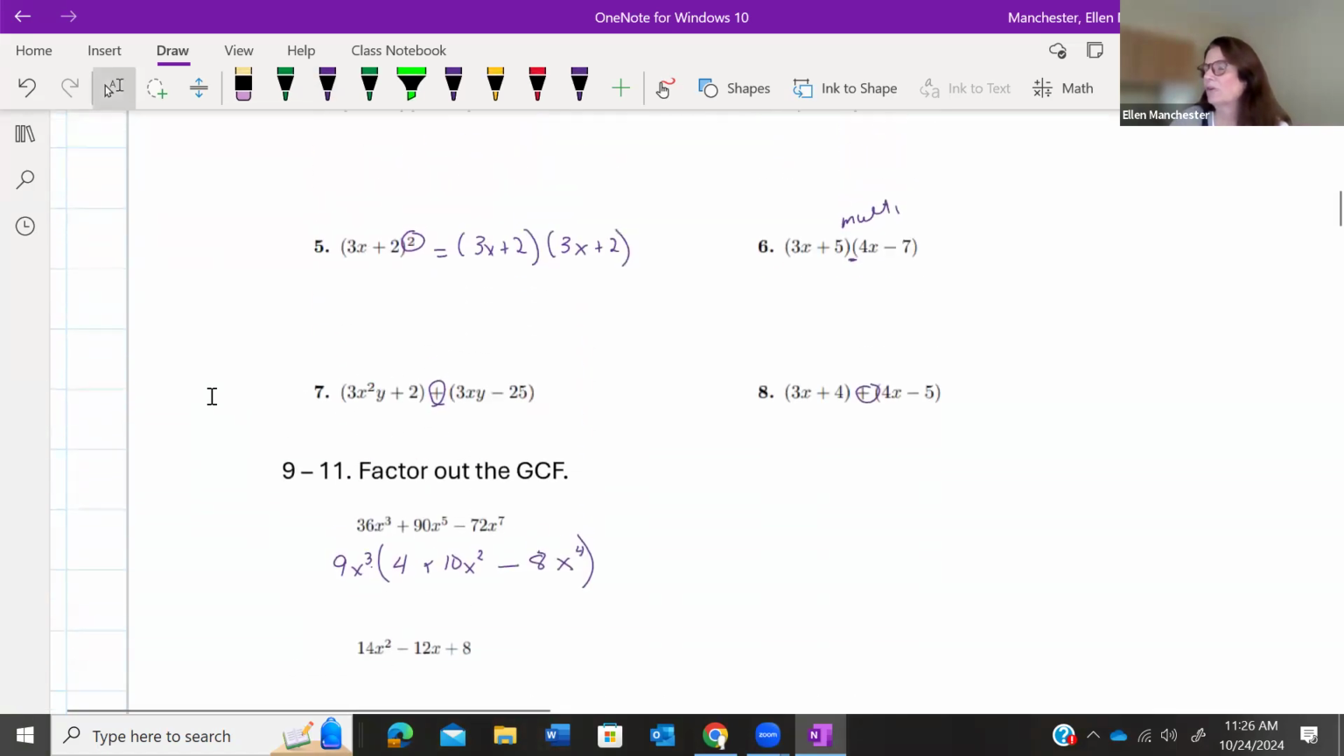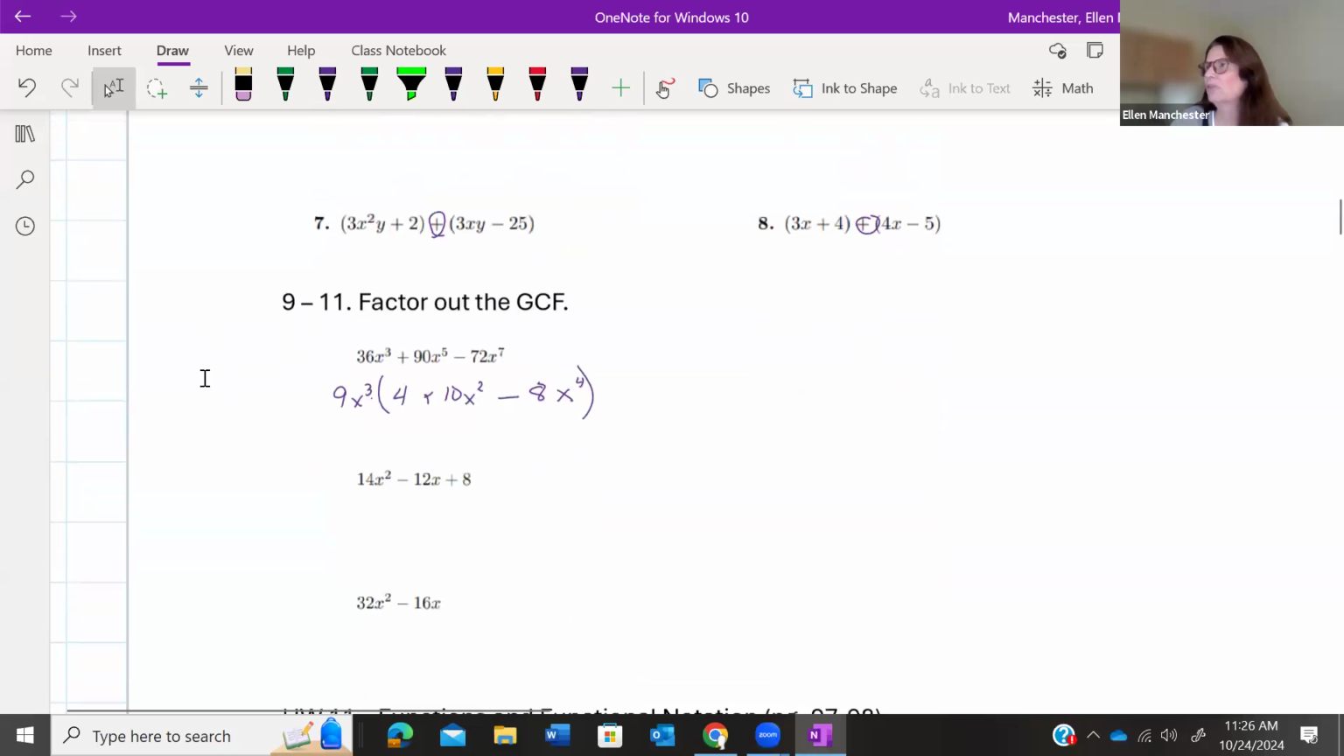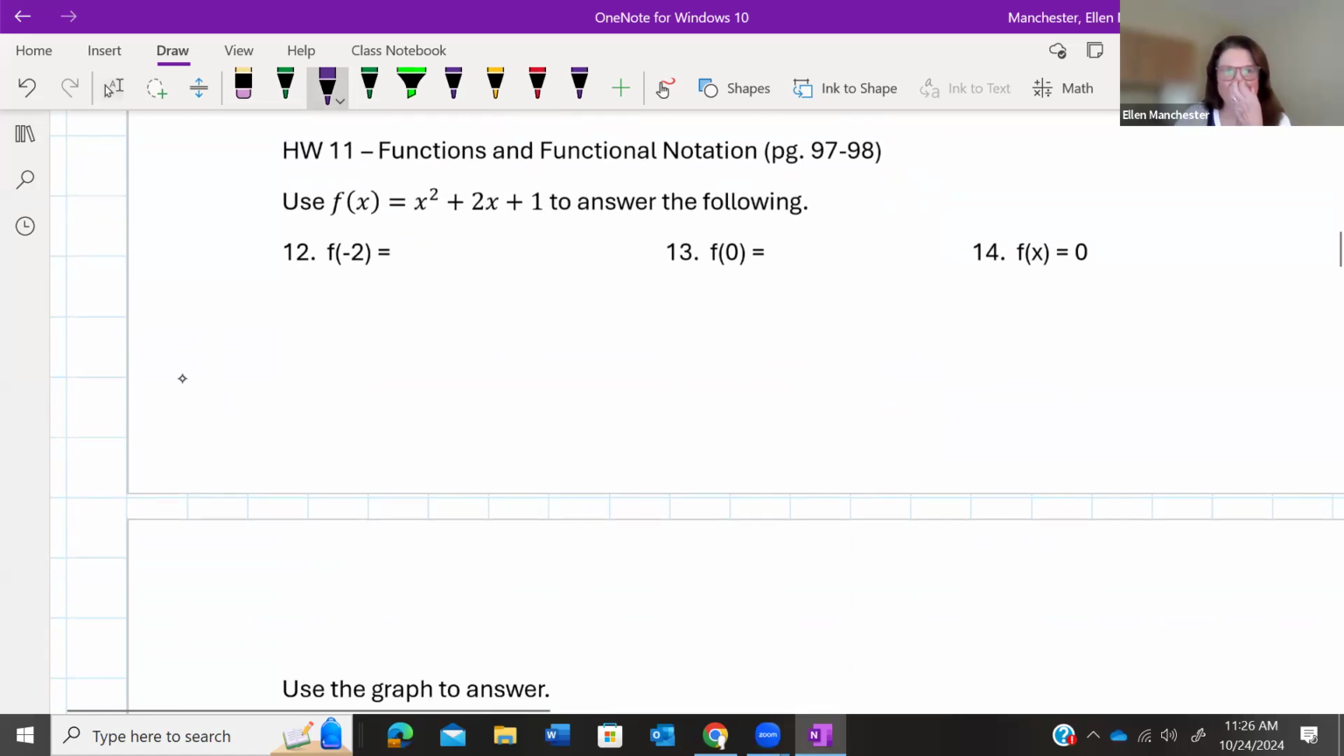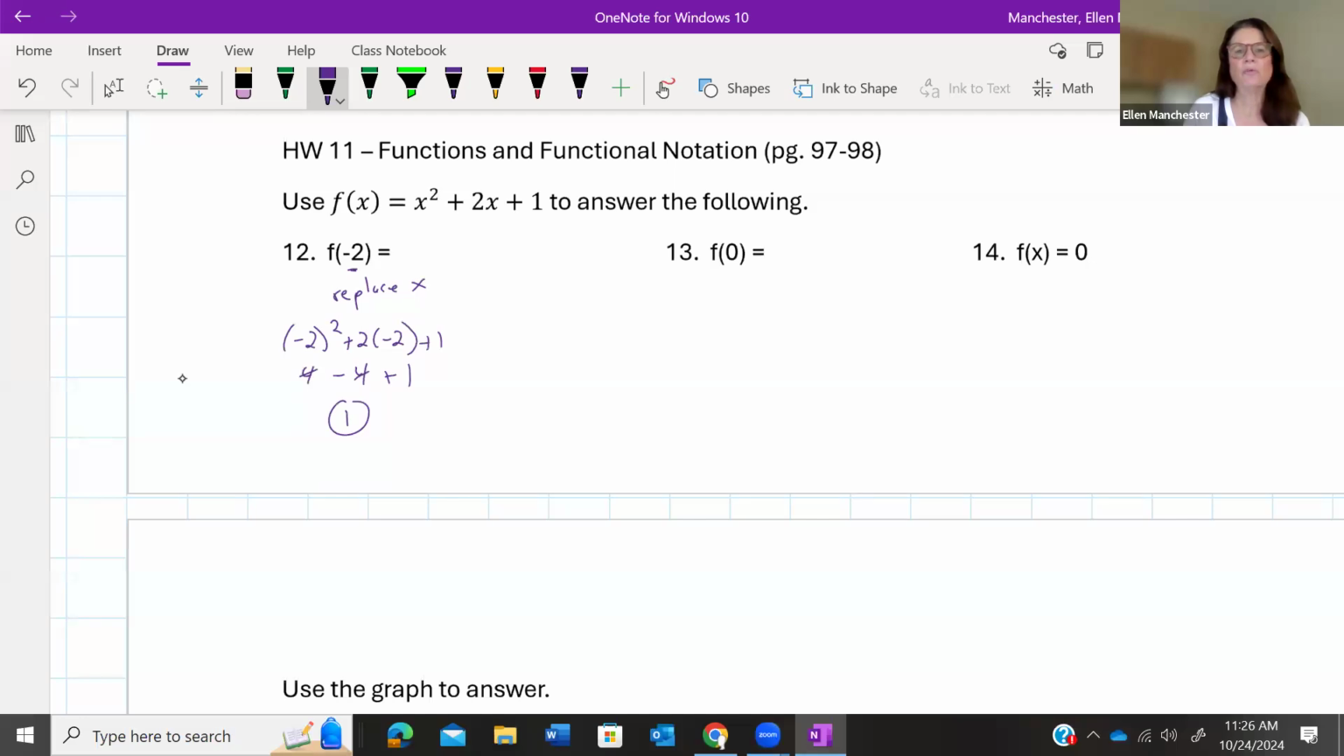Okay. So just go back and look at each homework and make sure that you're comfortable with the material. And then homework 11 is functions and functional notation. So just remember, this means replace x with whatever's inside the parentheses. So this would be -2 squared plus 2 times -2 plus 1, and then simplify it. So the 4's cancel, so you end up with 1. So that's what this means.